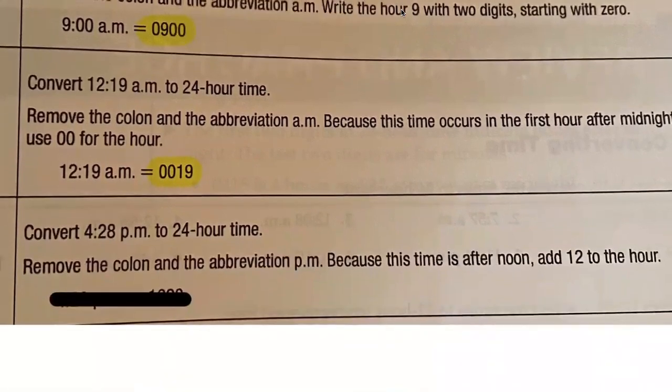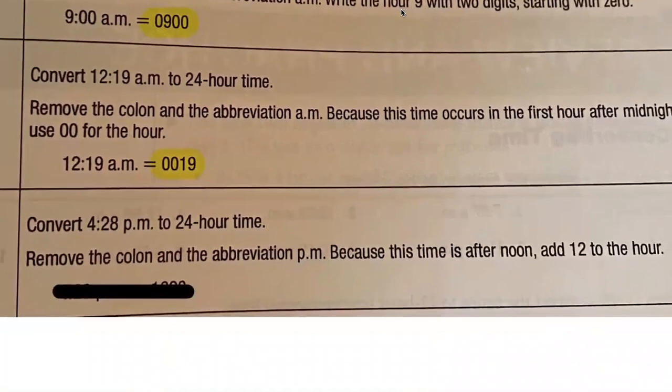Okay, last example. So if we have 4:28 p.m. and we want to use a 24-hour system, so again, remove the colon and the abbreviation. We don't want this and we don't want this because we're using the 24-hour time system. But again, this is the afternoon. So we're going past the 12th hour. We'll remember, it's the 12th hour, so that is our 12 p.m. 1 p.m., that's the 13th hour.